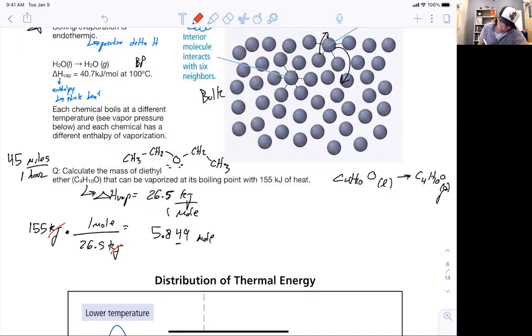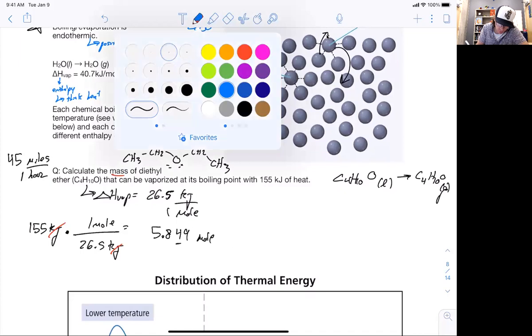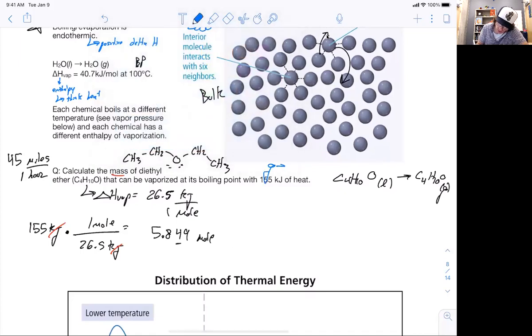It didn't ask for moles, though. It asked for mass. But again, hopefully you're feeling really comfortable on the grams to moles calculation. You got moles, you want grams, or vice versa. You're using the periodic table. So we got to add these up. So 4 carbons is going to be 48.04. 10 hydrogens is going to be 10.08. And 1 oxygen is 16. So this is 74.12.